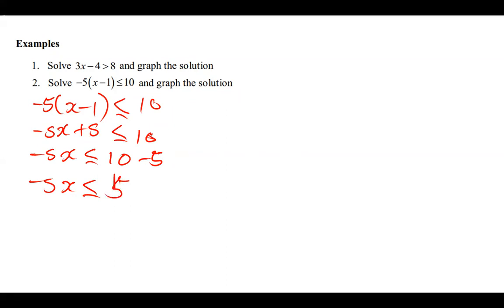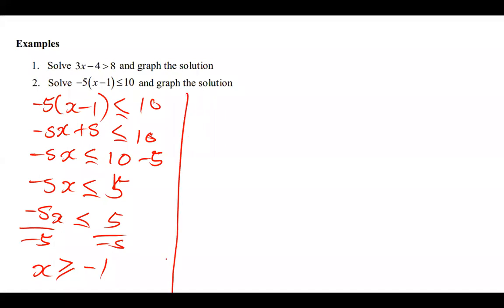Once you have that, you now divide everything by -5. So -5x less or equal to 5. When you divide by -5, the sign is going to change. So x will now be greater or equal to -1. When you're dealing with inequalities, every time you divide by a negative number, you have to change the sign in between. That's what we normally do.